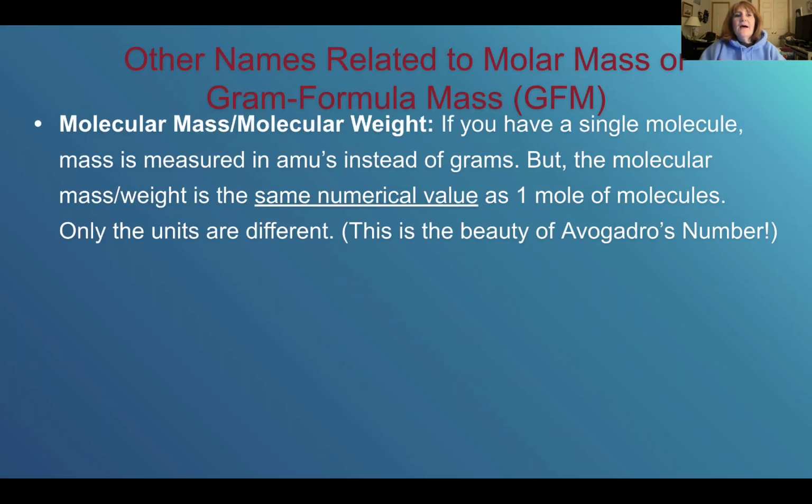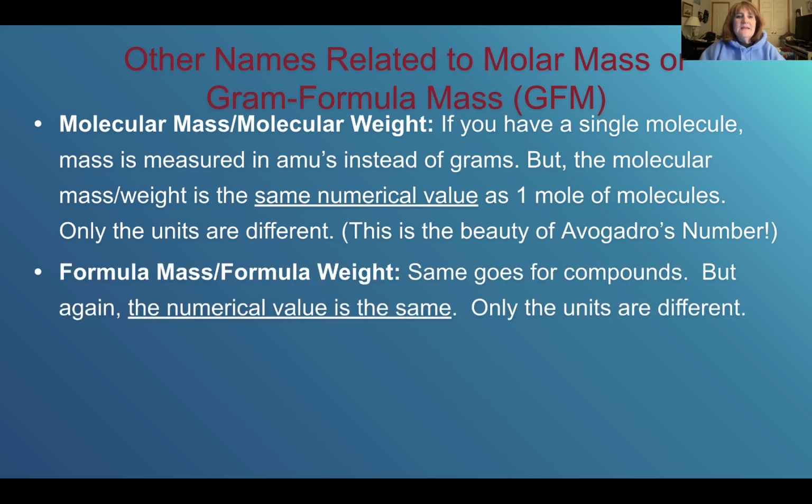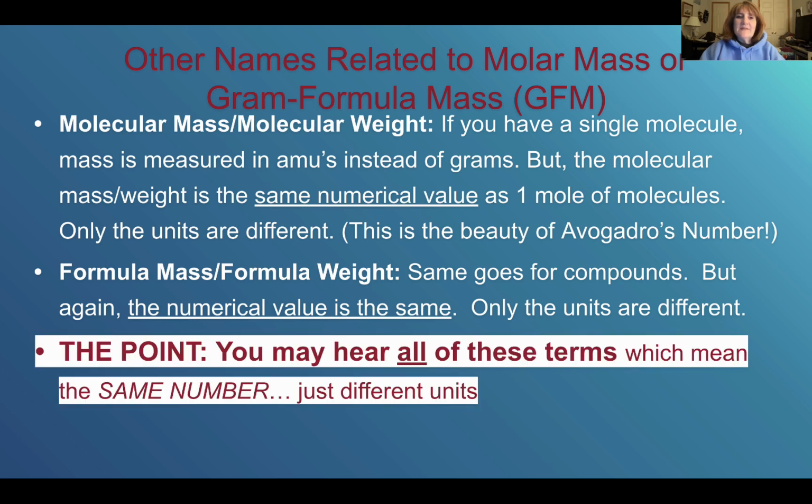So a molecular mass, also called the molecular weight, is the same numeric value as 1 mole of molecules. It's the beauty of Avogadro's number. The formula mass, or formula weight, is the same as the molecular mass, or the molecular weight. It's the same numerical value. So why are there so many names for the same thing? Well, all of them are the same number, just different units.